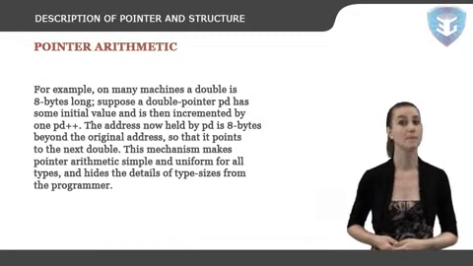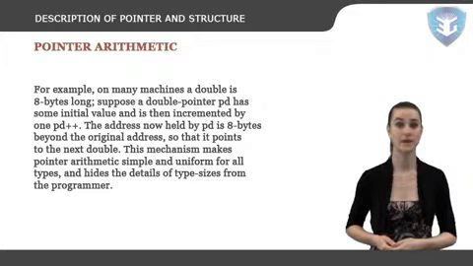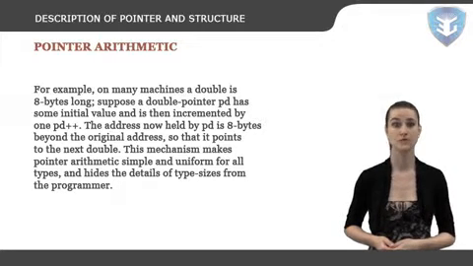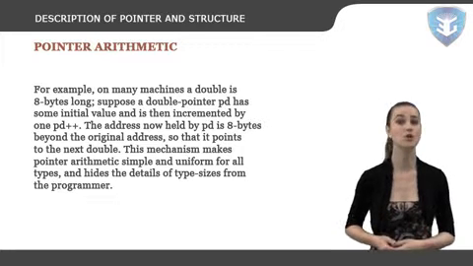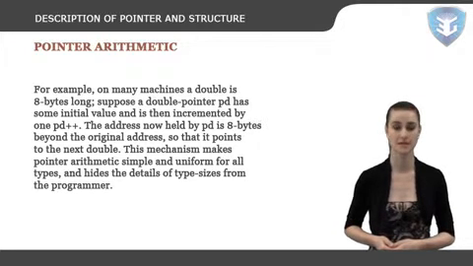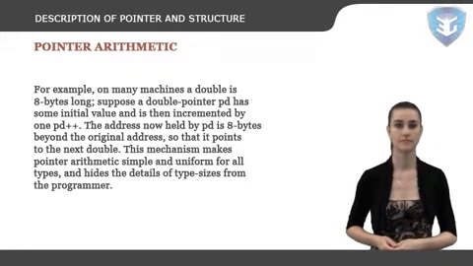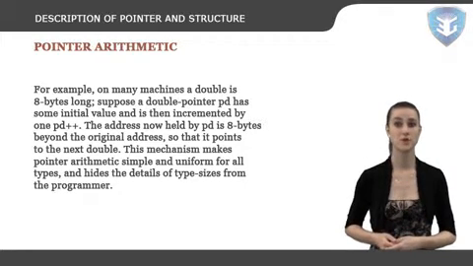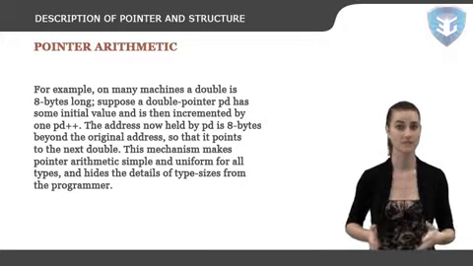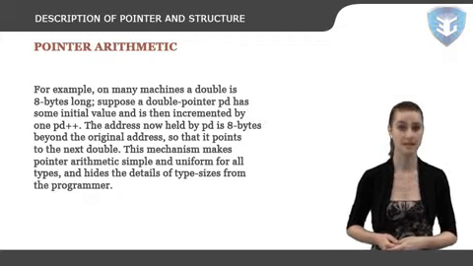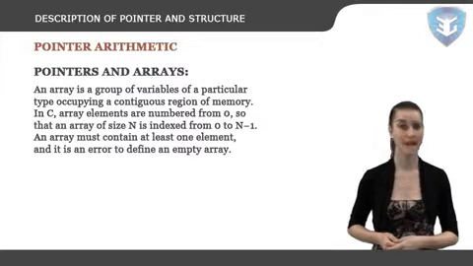For example, on many machines, a double is 8 bytes long. Suppose a double pointer pd has some initial value and is then incremented by 1, pd++. The address now held by pd is 8 bytes beyond the original address, so that it points to the next double. This mechanism makes pointer arithmetic simple and uniform for all types, and hides the details of type sizes from the programmer. Pointers and arrays.